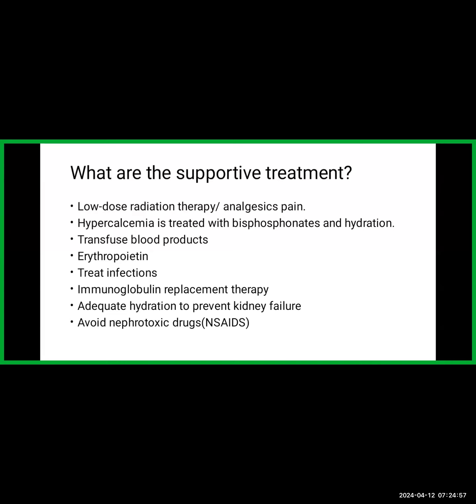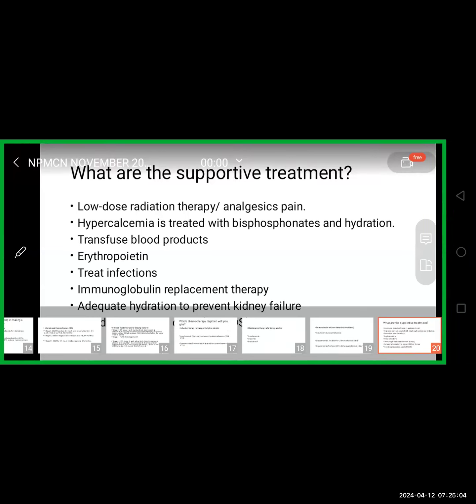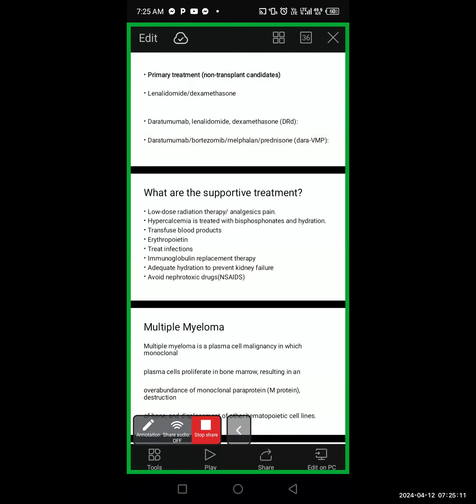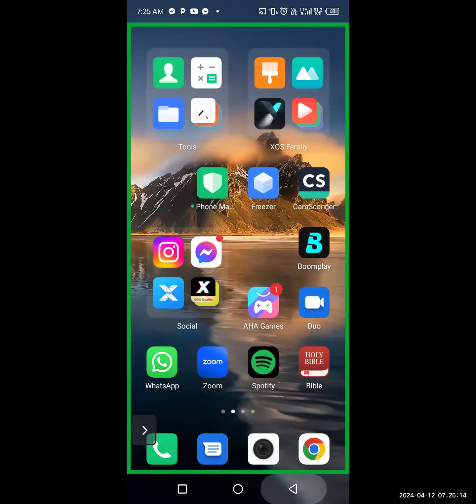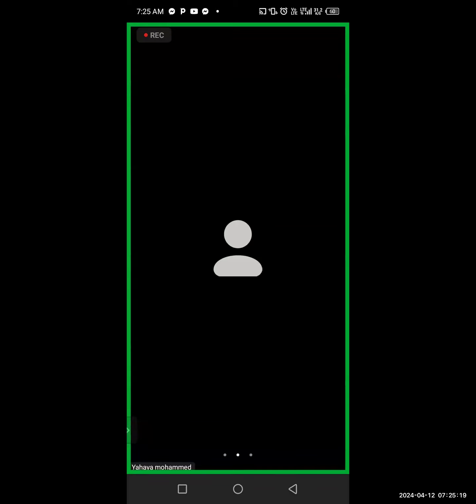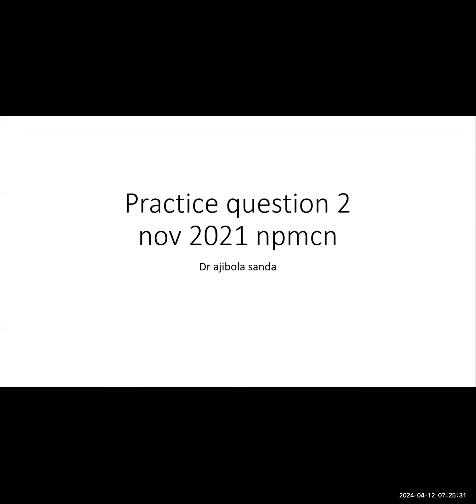Any more? If we don't have more, the second presenter should start getting ready. I don't know whether Dr. Precious Jane or Dr. Ajibola Sanda, one of them should start sharing the screen. Okay, go ahead, please.